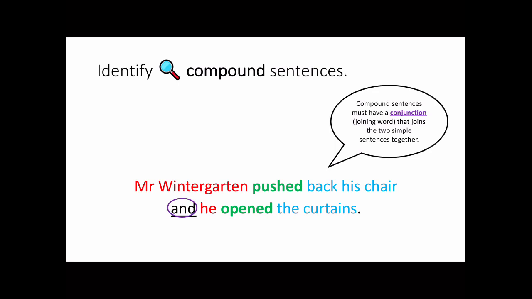Compound sentences must have a conjunction, a joining word, that joins the two simple sentences together. In this case, the joining word is and. And is a conjunction.